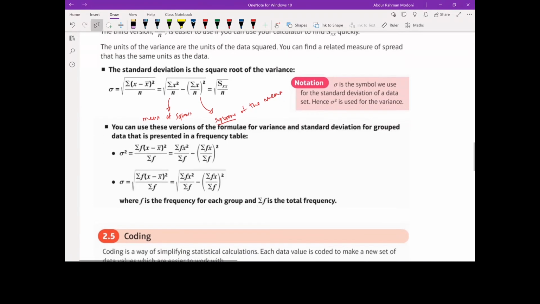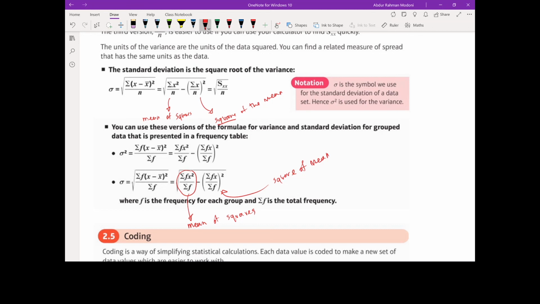Now, if we look at the grouped data frequencies, it's the same thing. This here represents the mean of the squares, so you square each x value, times it by the frequency. And as you can see here, the sum of fx divided by the sum of f is the mean. So this is the square of the mean. It's the same thing in both of them.